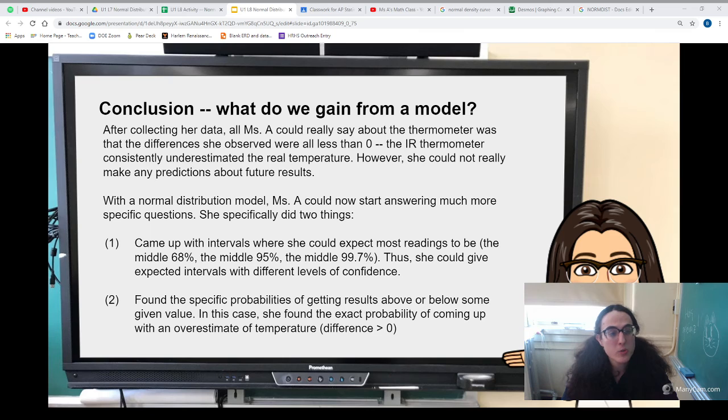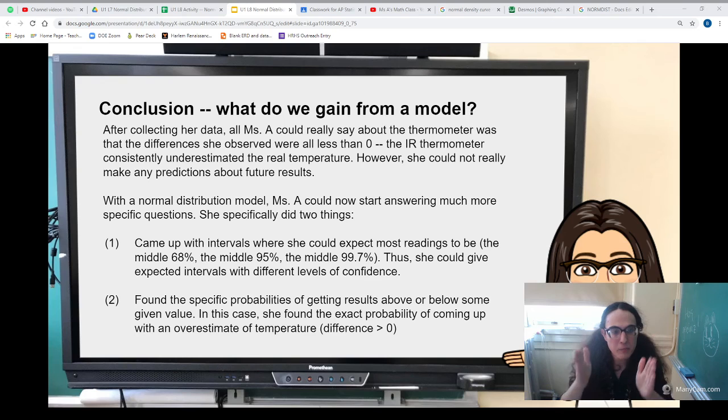Now, though, when I use the model, the model is telling me about any potential future result, or what my results might look like if I did thousands or millions of readings. And it lets me do a lot more specific things. In particular, we did two things.